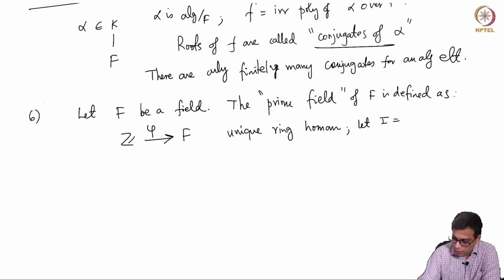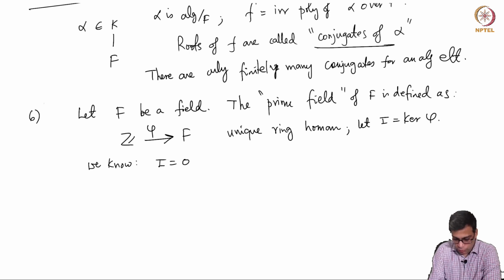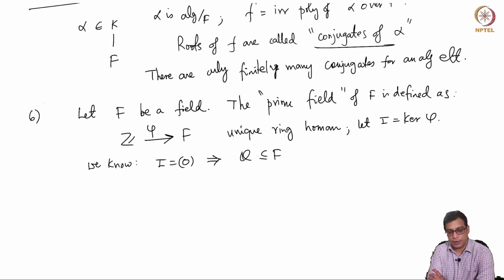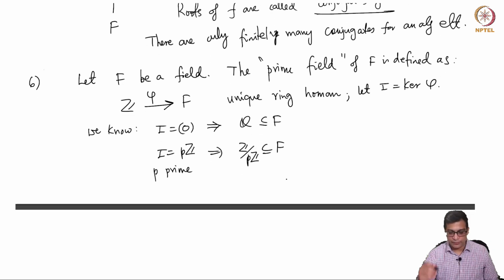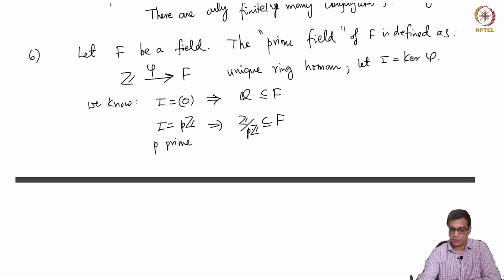Let I be the kernel of phi. So we know I is 0, in which case Q is contained in F, right? Because Z is then a subring of F. F is a field, so all ratios of integers will be contained in it, so Q is in F. Otherwise, I is pZ, p prime, in which case Z mod pZ is contained in F, right? So any field will contain either Q or Z mod pZ for a prime p.